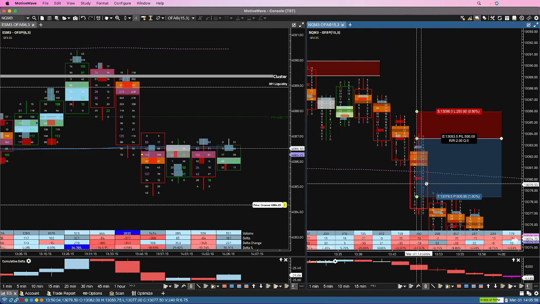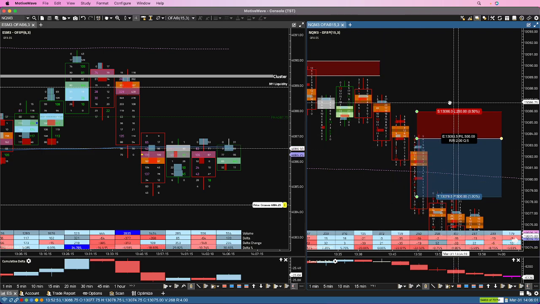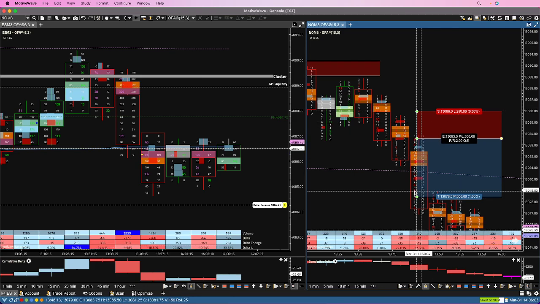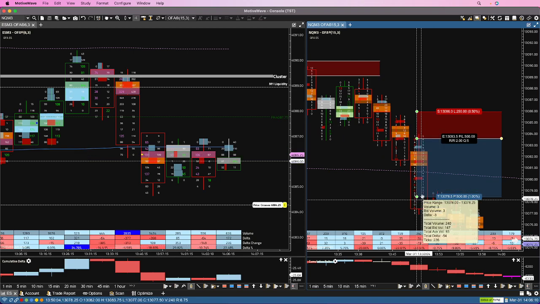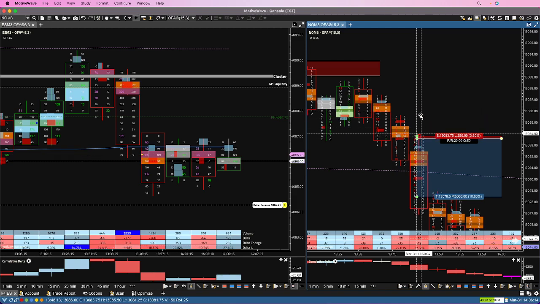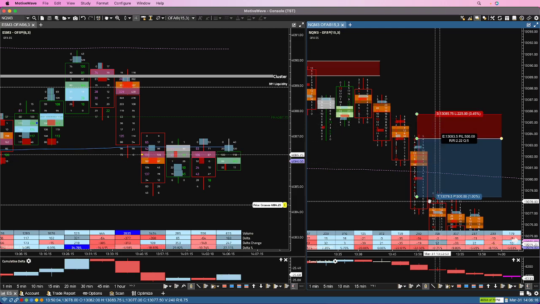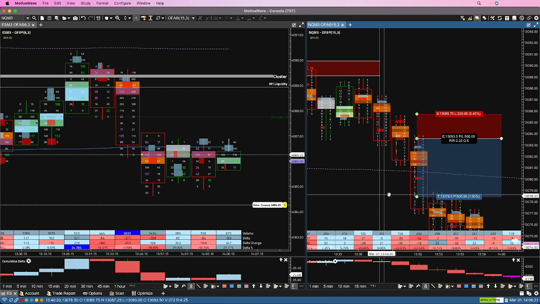This is for scalping. I usually, if I open 2 contracts, take 1 contract at risk to reward 2, then I move the stop loss to break even, and the whole position, I just let it run.